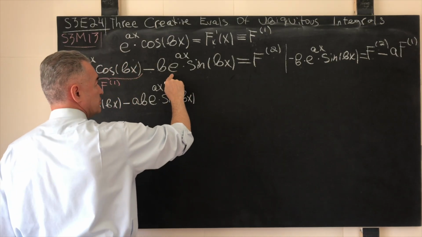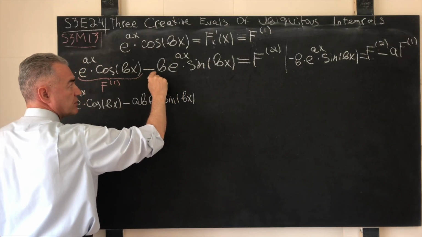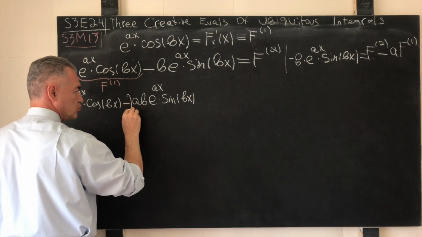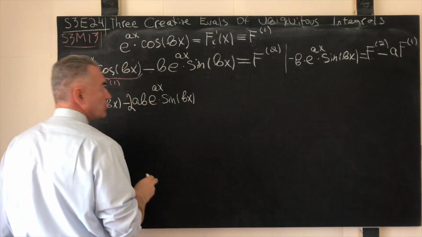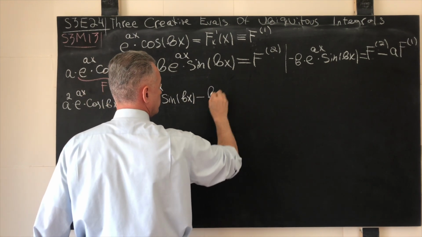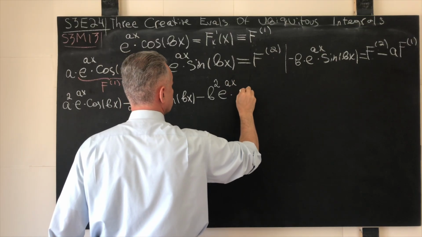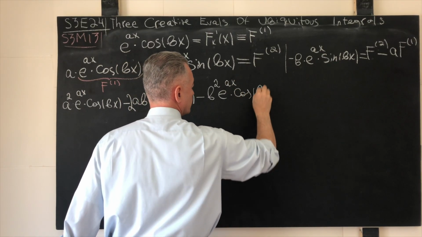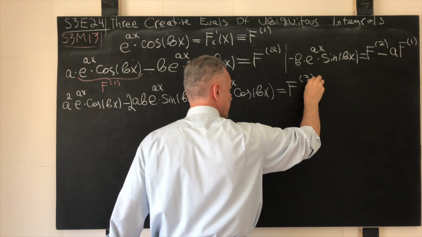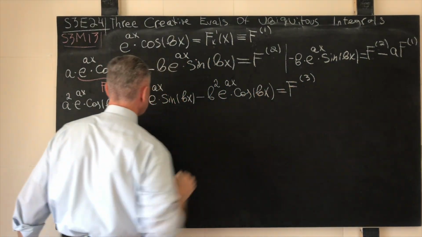Now let's do this guy. You see, here the first derivative of this function will be, again, a comes down, ab with a minus sign, and the whole thing. So this will be what? This will be 2 of these terms. And minus, by the looks of it, what? b squared e raised to the power ax times what? The cosine of bx, and that is equal to the third derivative. This is the third derivative of f. The first derivative of the second derivative is the third derivative.